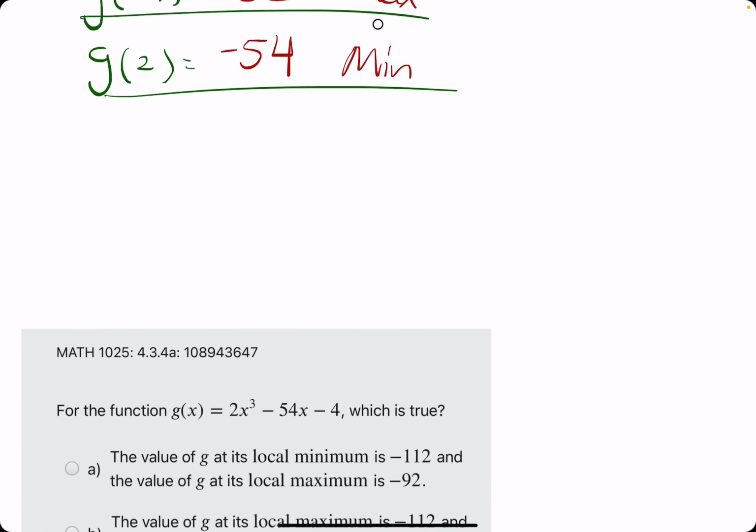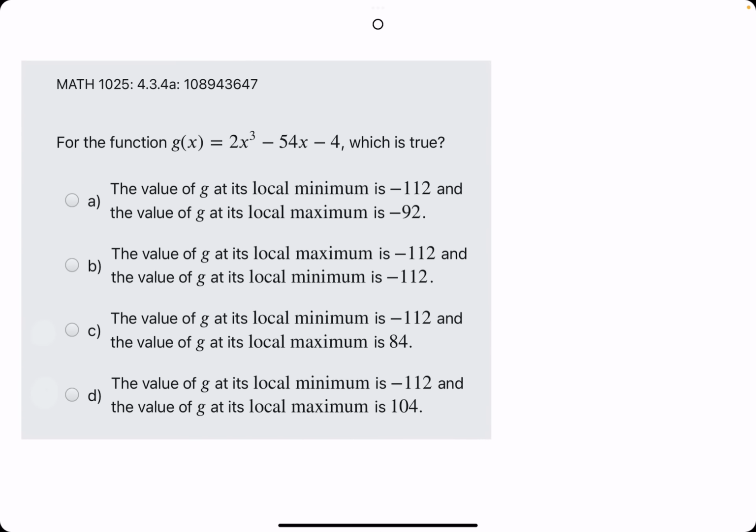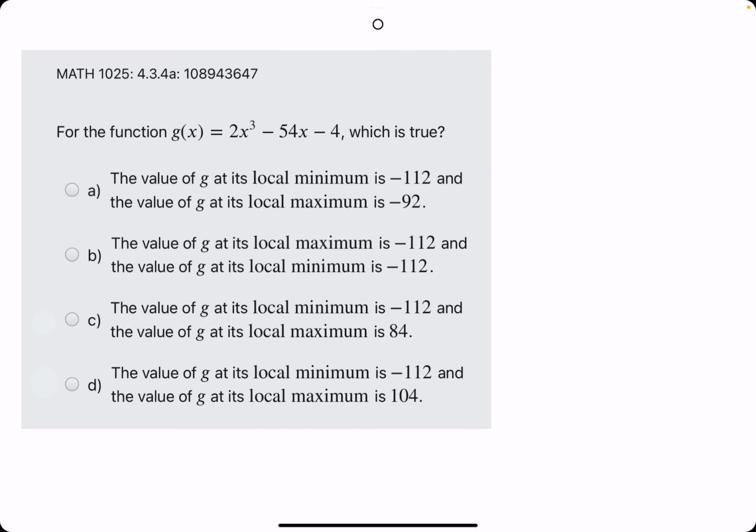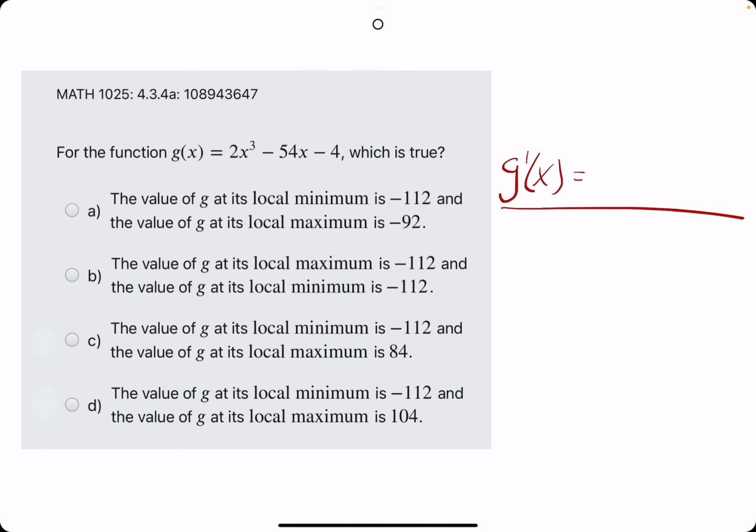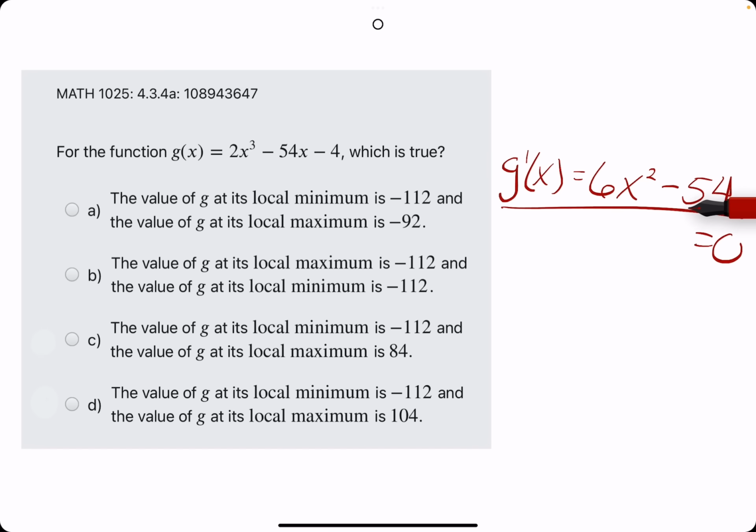All right, let's do one more real quick. Oh, this looks fun. There's no x squared term. So maybe it's a little different. Using the same process, we first want to find the derivative. So 2 times 3 is 6x squared minus 54. And that's it in terms of the derivative. So we want to set this equal to 0 and factor.